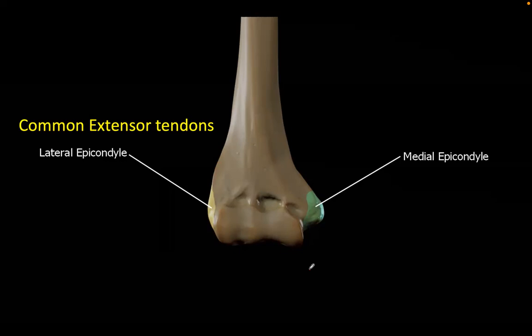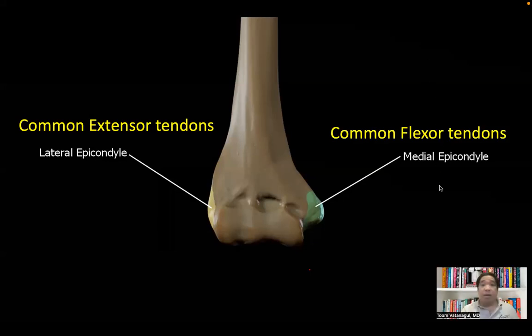Now, what about the medial epicondyle? Touch the medial epicondyle. What is going to be found there? It's going to be the attachment of the common flexor tendons. So please take note of that. So again, touch the lateral epicondyle and the medial epicondyle. In the lateral epicondyle, you will have the common extensor tendons. In the medial epicondyle, you will see the common flexor tendons.